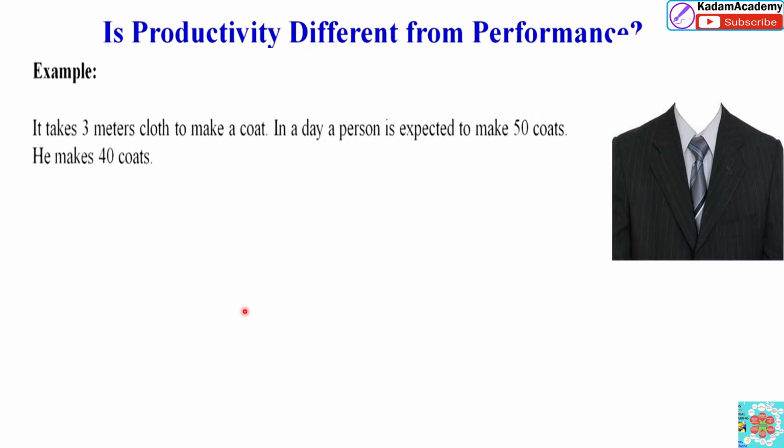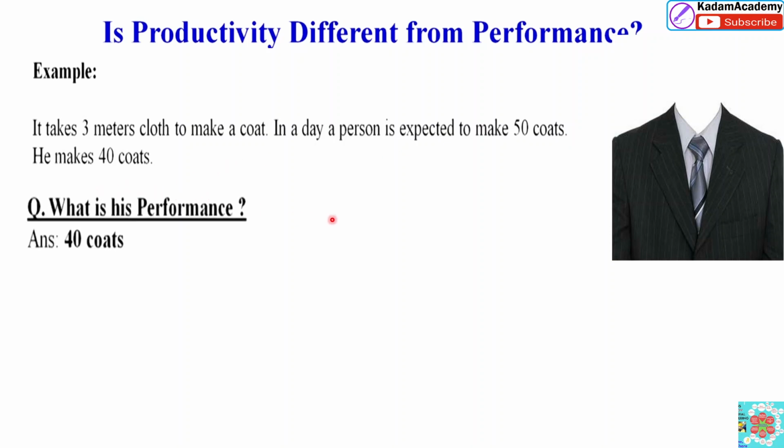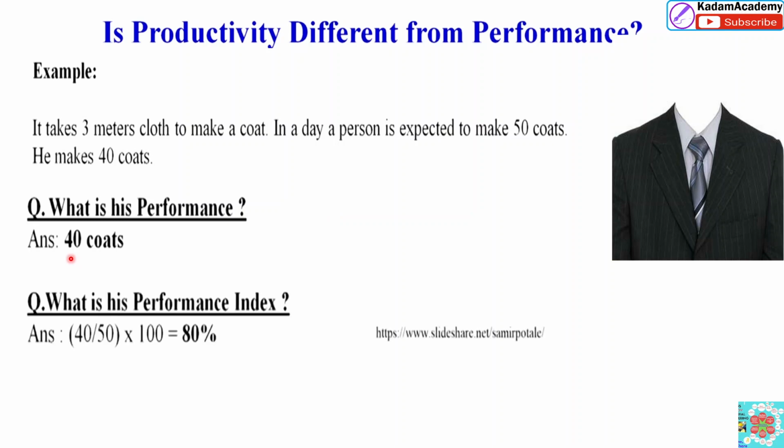Friends, we'll take an example of a coat. It takes 3 meters of cloth to make a coat. In a day, a person is expected to make 50 coats, but he makes 40 coats. So what is his performance? If you want to calculate the performance index, 40 upon 50 into 100, that is an 80% performance index. So this is performance.